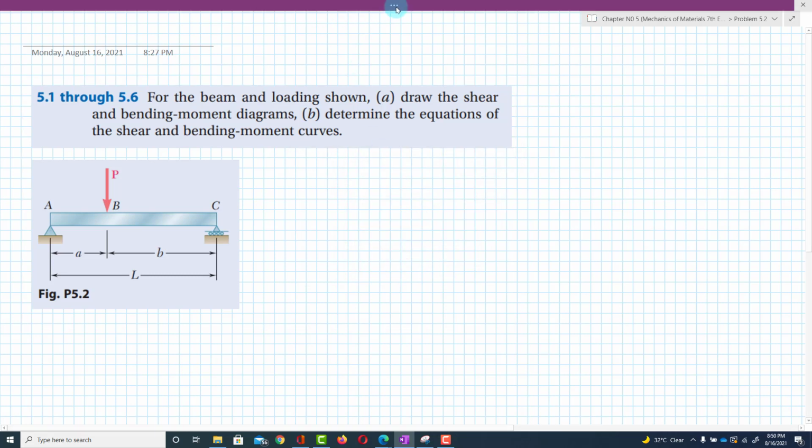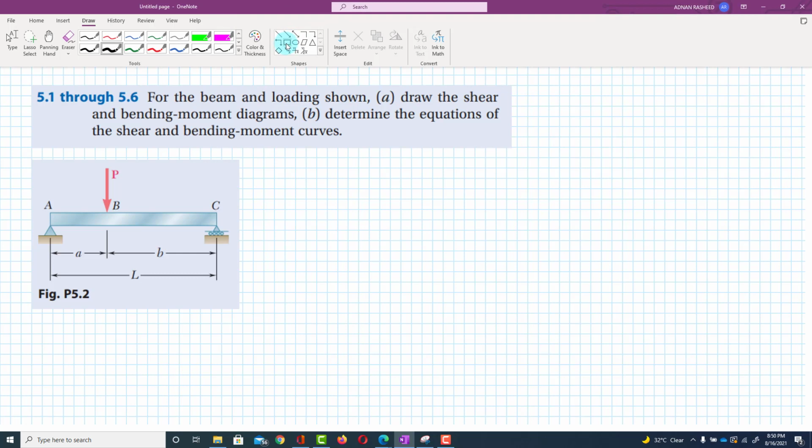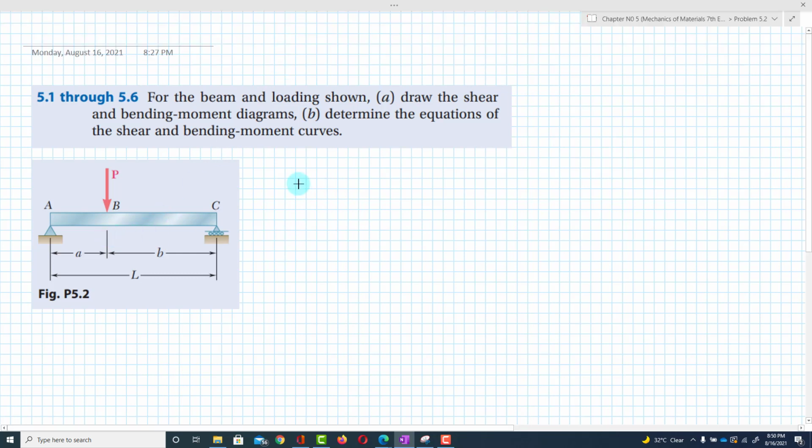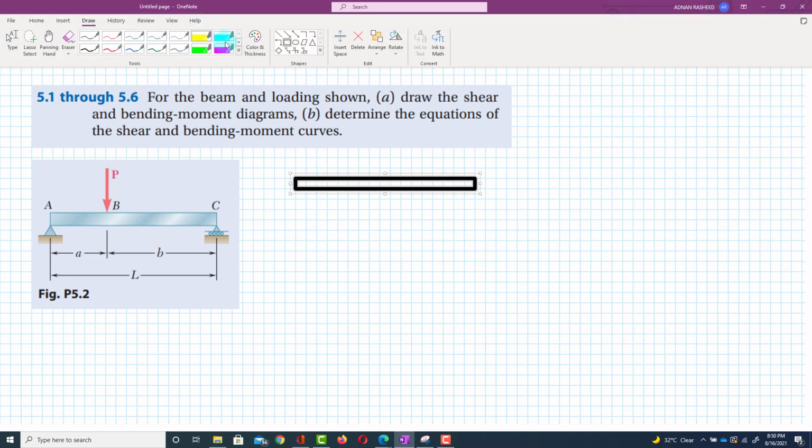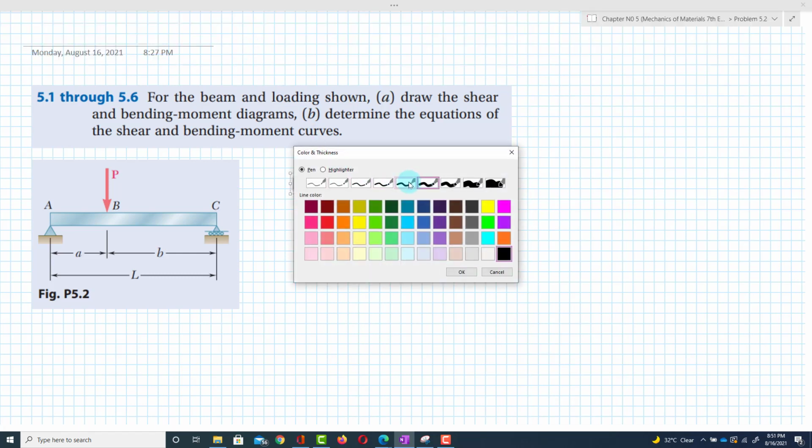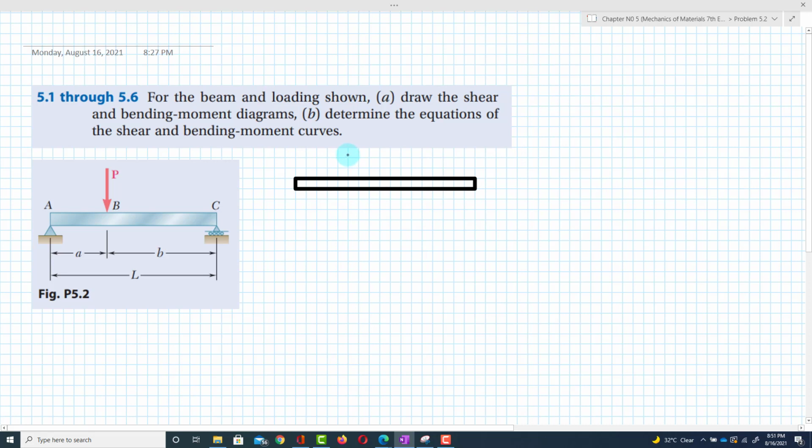As you know, the beam is given over here, so you have to draw the free body diagram of the beam. Let's say this is the beam, and there is a concentrated load given at this point B. This force is given as P, and this is point B.